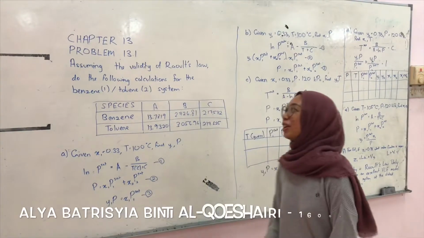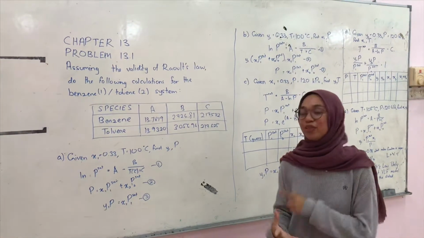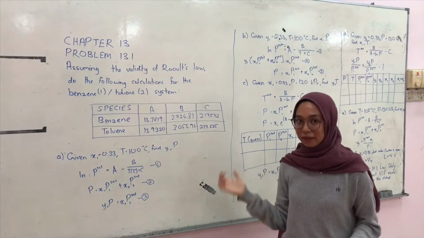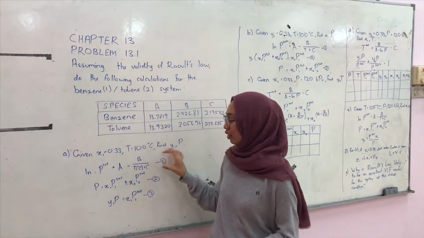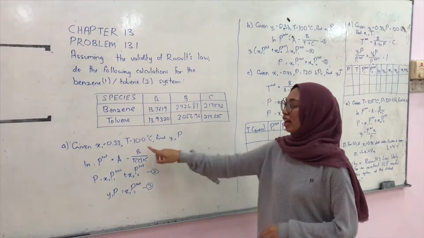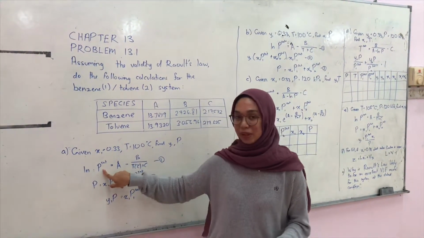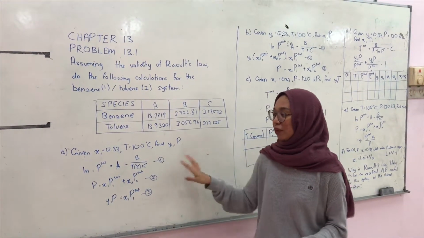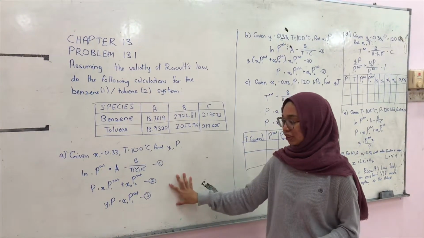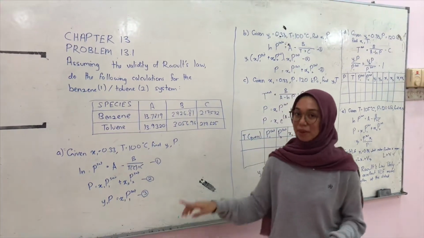Hi, I'll be talking about problem 30.1 in chapter 15. Assuming the validity of Raoult's law, do the following calculation for the benzene and toluene system. We get the data from the table in the appendix, and using an equation, for this problem, given x1 equals 0.33 and temperature equals 100 degrees Celsius, find y1 and P. So we try to find P1 saturated and P2 saturated. Then we insert into Raoult's law, x1 P1sat plus x2 P2sat, to get P, and then obtain y1 from y1 P equals x1 P1sat.